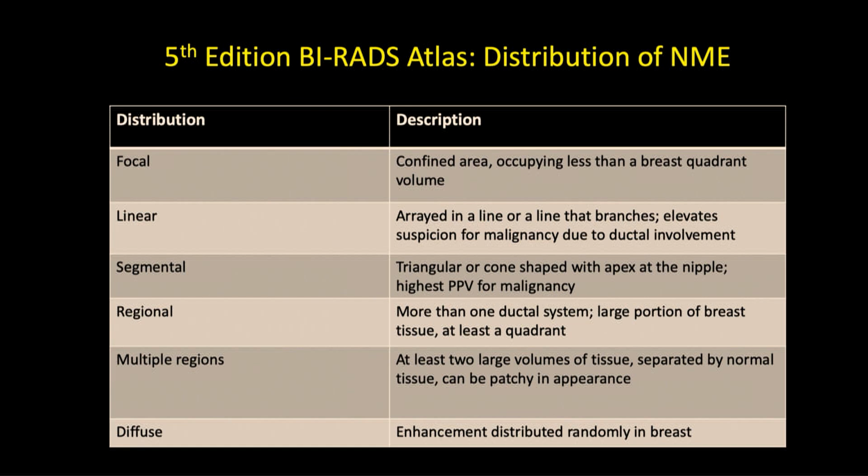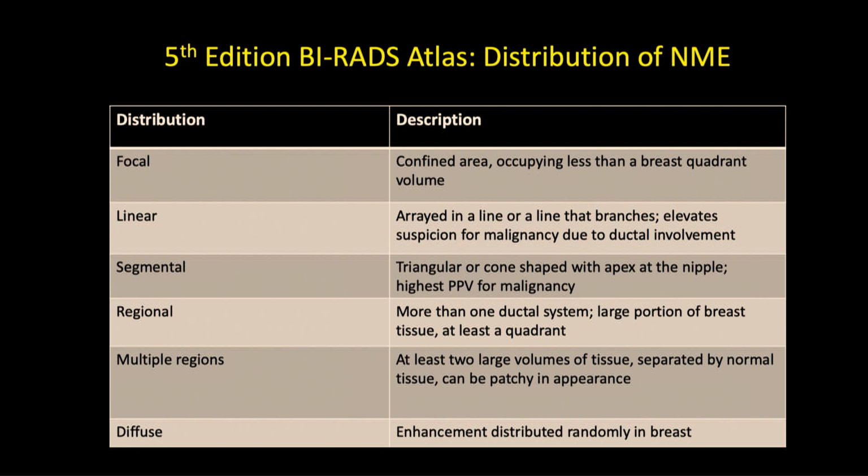Now I'm going to pivot to distribution. This is also from the 5th edition of the BI-RADS Atlas, and I'll go over the distribution. First is focal. I think about focal as a confined area. This should be less than a breast quadrant in volume. Linear is more arrayed in a line or a line that branches, and this elevates your suspicion for malignancy because there may be some ductal involvement.